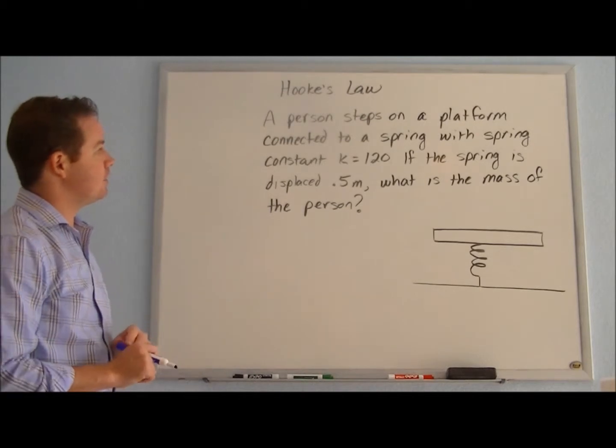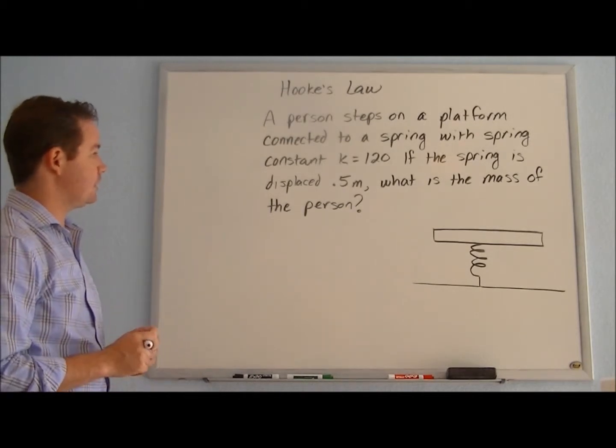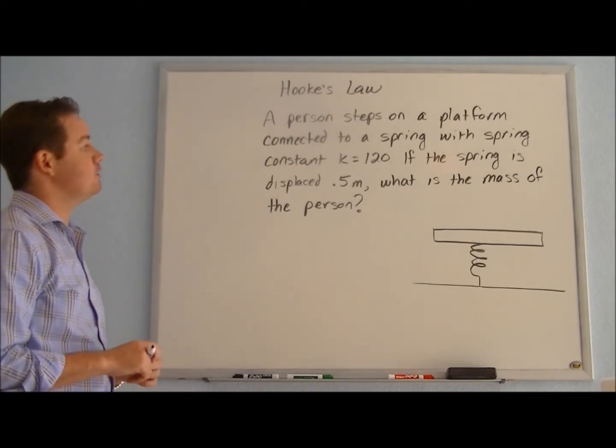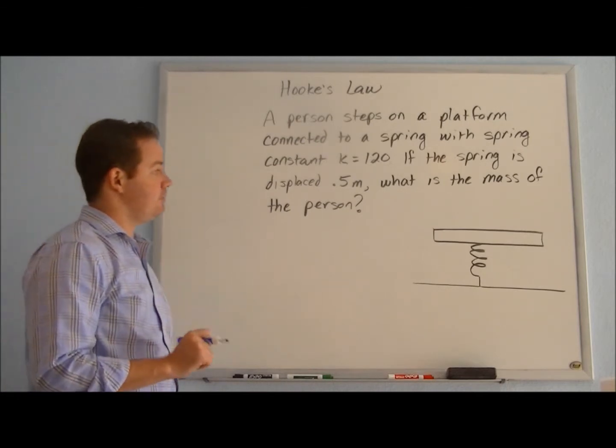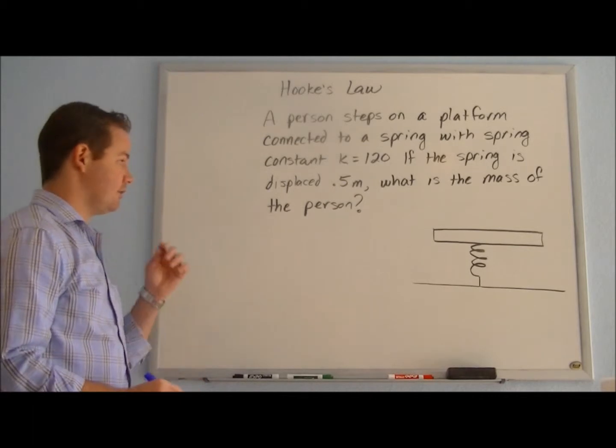A person steps on a platform connected to a spring with a spring constant K equals 120. If the spring is displaced 0.5 meters, what is the mass of the person?